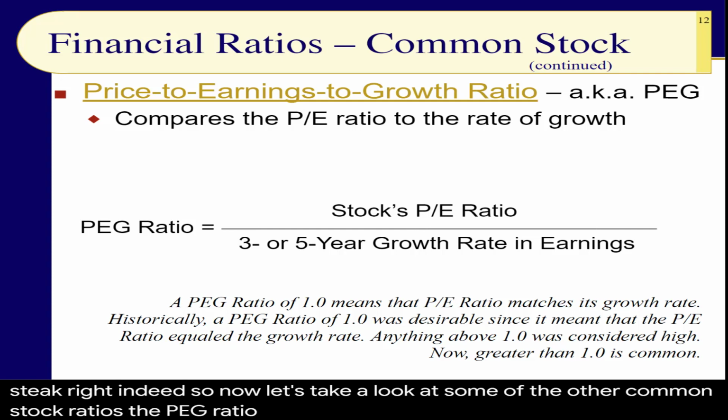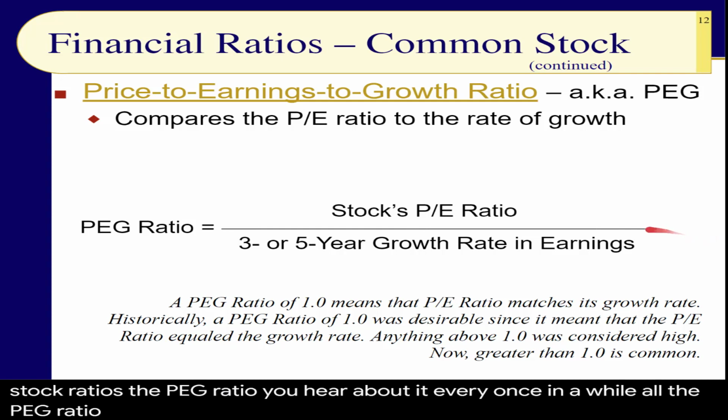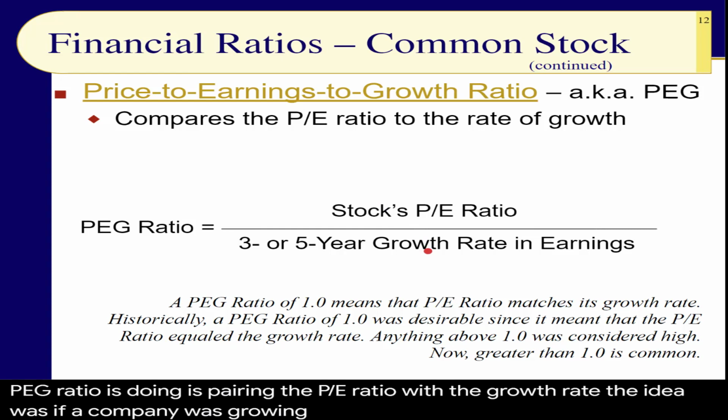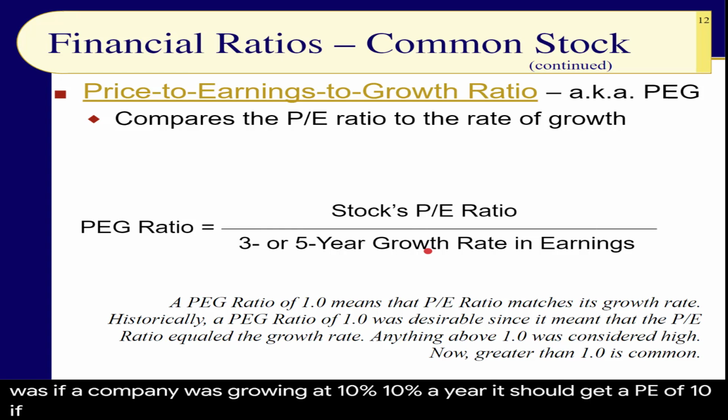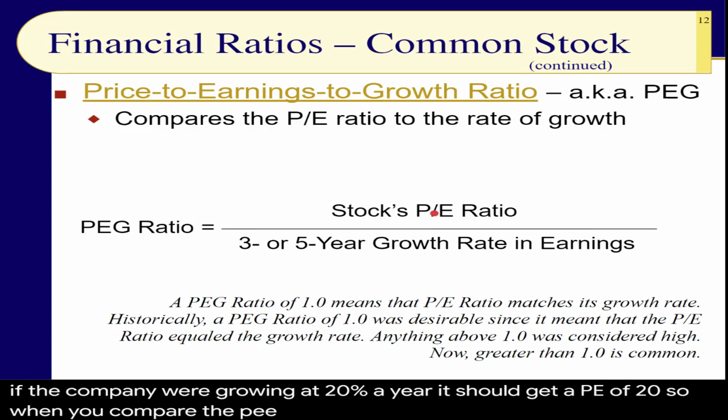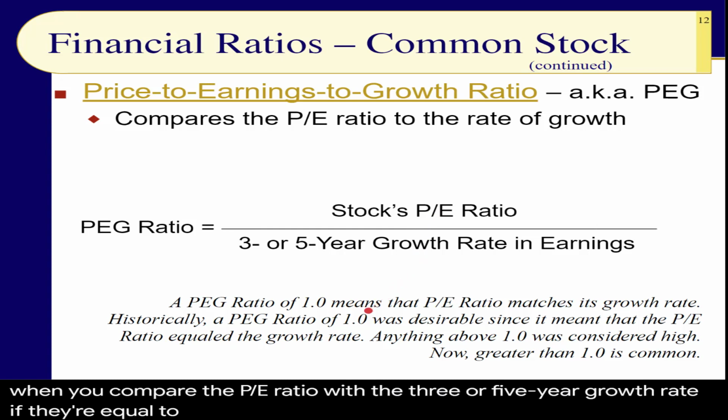The PEG ratio. You hear about it every once in a while. All the PEG ratio is doing is comparing the PE ratio with the growth rate. The idea was if a company was growing at 10% a year, it should get a PE of 10. If the company were growing at 20% a year, it should get a PE of 20. So when you compare the PE ratio with the 3 or 5 year growth rate, if they're equal to 1, that means they're growing at the same rate as their PE.